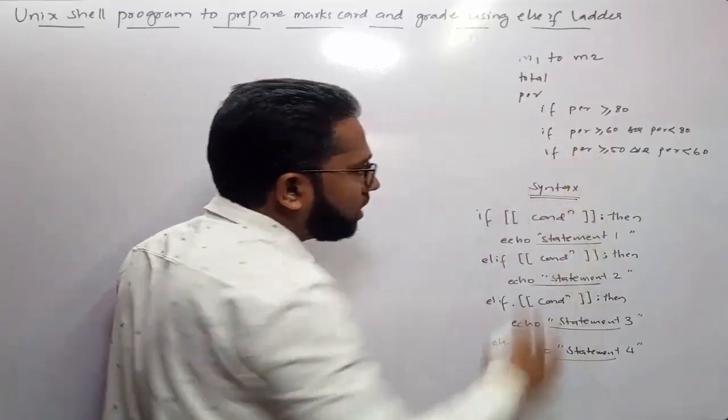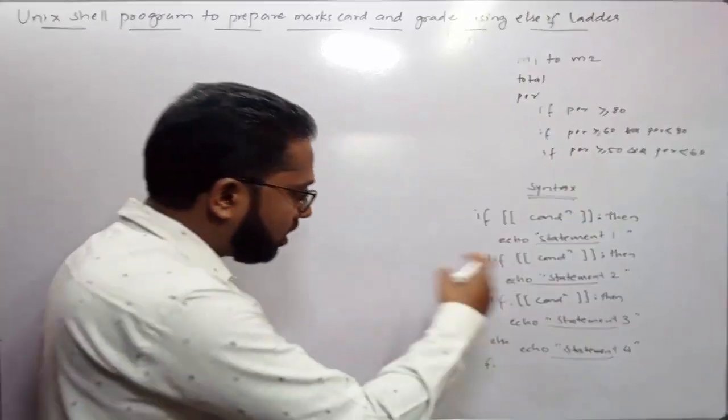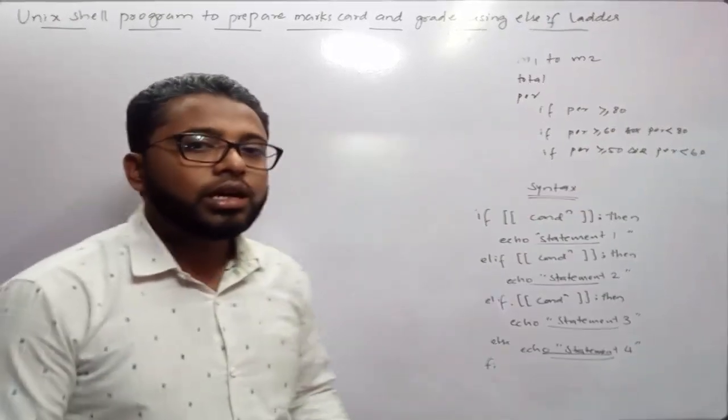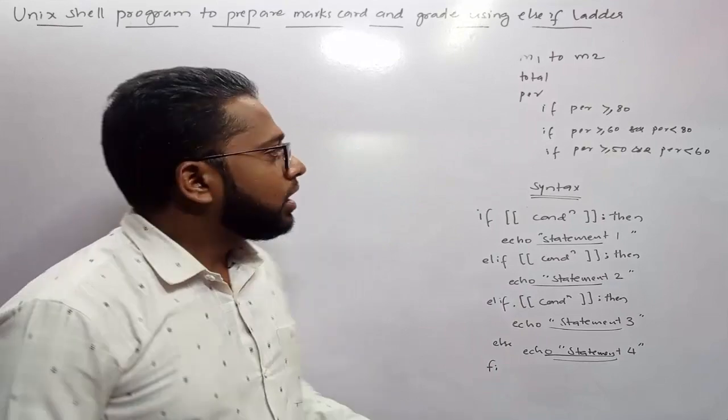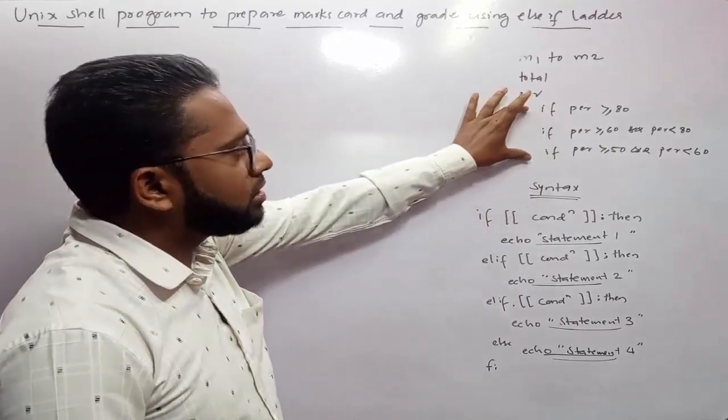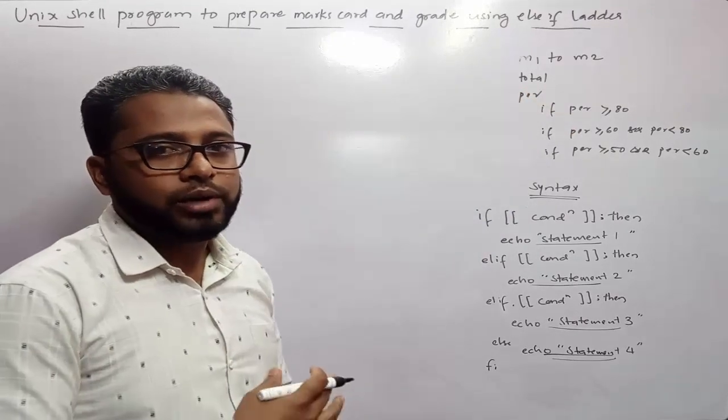If none of these conditions gets satisfied, then control will come to the else block to execute this last statement, and that statement will be you are fail. Okay, so I will be moving ahead to take this logic to write the Unix shell program.